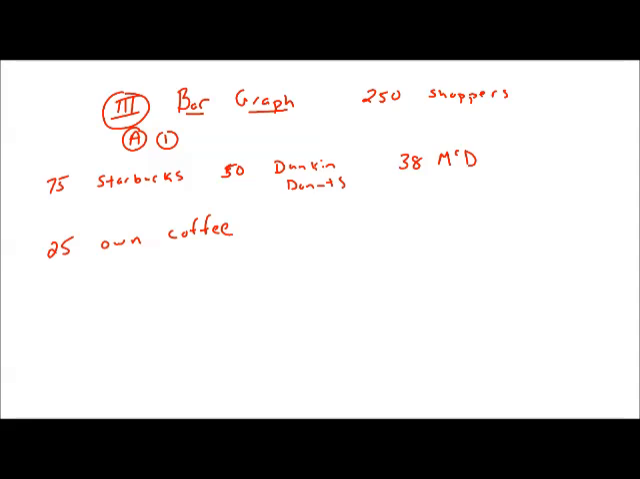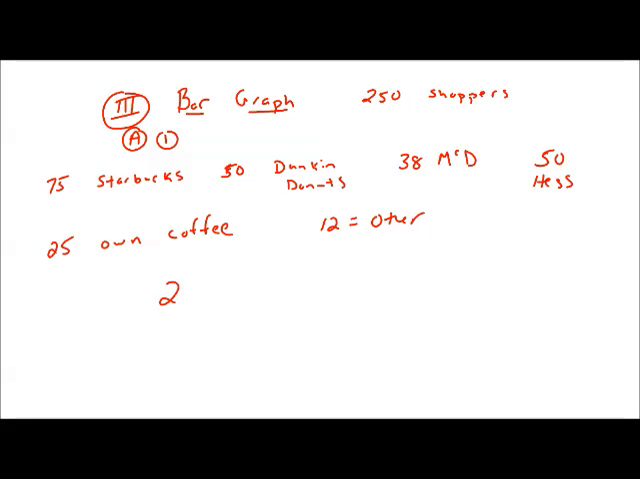Oh, I forgot Hess. So we have 75 Starbucks, 50 Dunkin' Donuts, 38 McDonald's, 50 Hess, and 25 Own Coffee. So this plus this, 238. That means we have 12 left over. So we have 12 that is other, which means some kind of other.